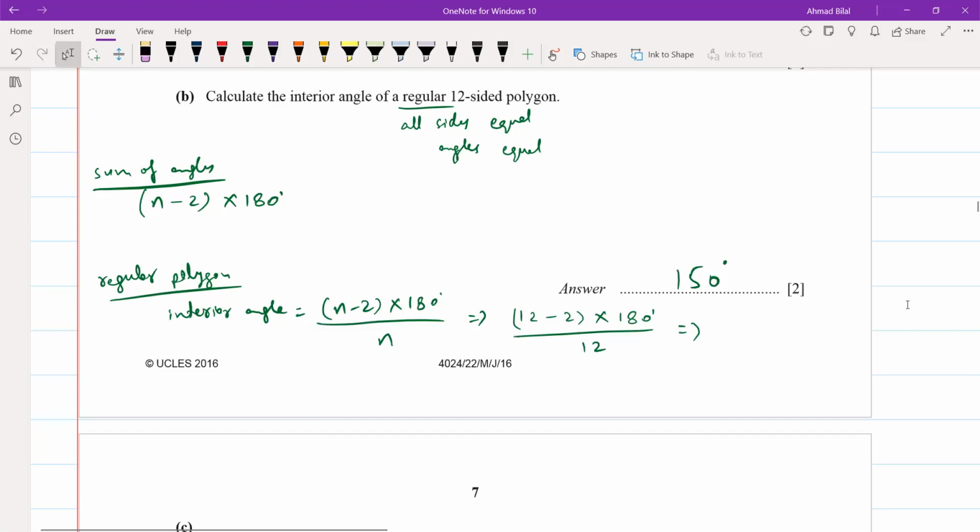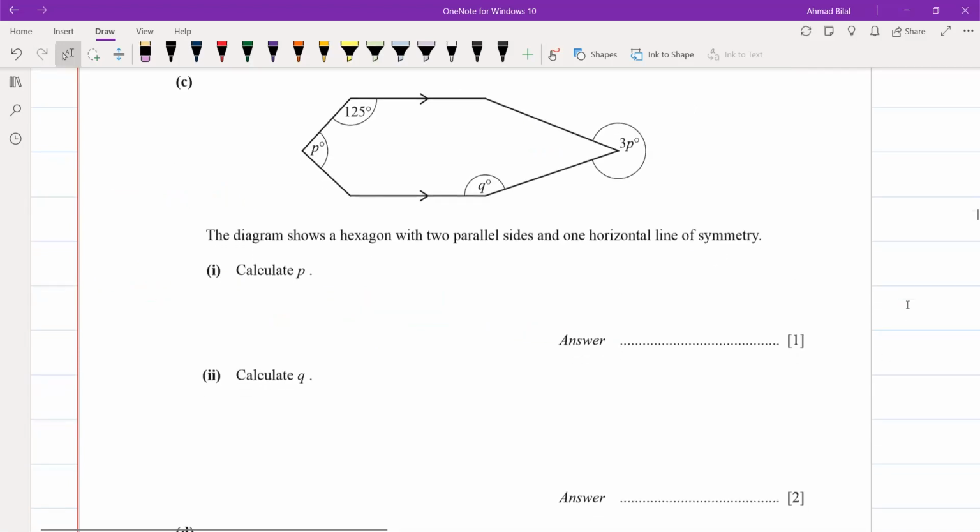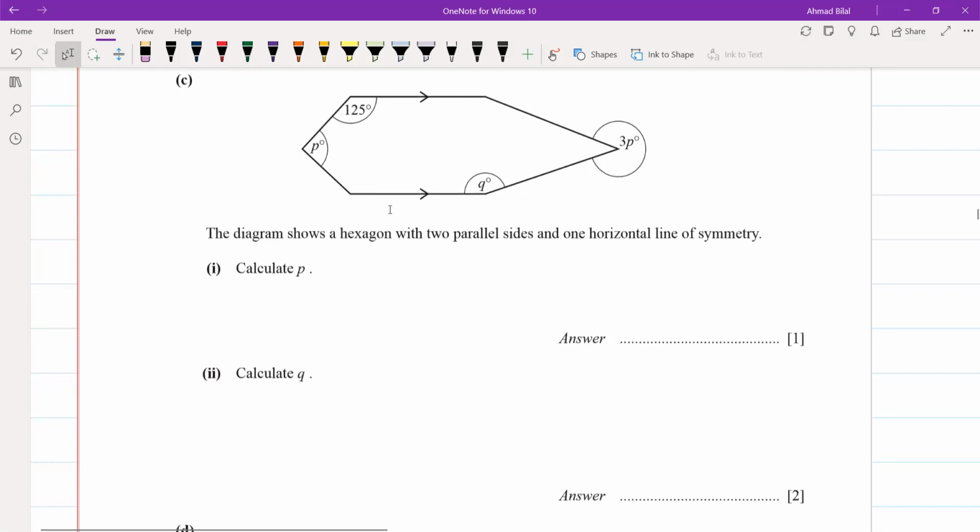All right, let's move on. Part C of this. So we've got this figure here. The diagram shows a hexagon. What is a hexagon? It has 6 corners, 6 vertices. 2 sides are parallel and there's one horizontal line of symmetry. There is one horizontal line of symmetry of this figure.